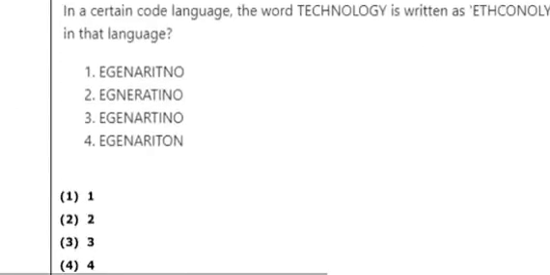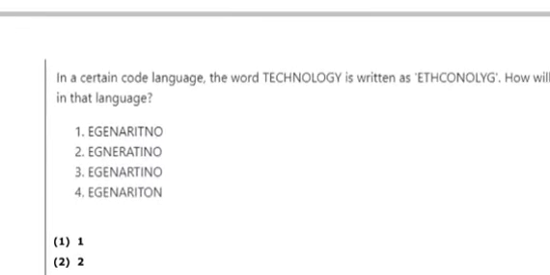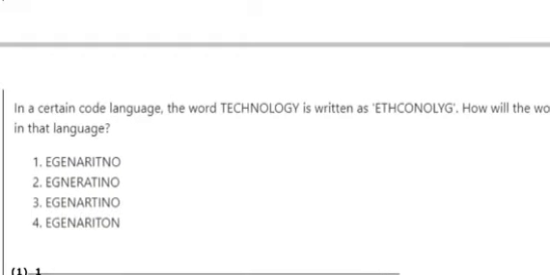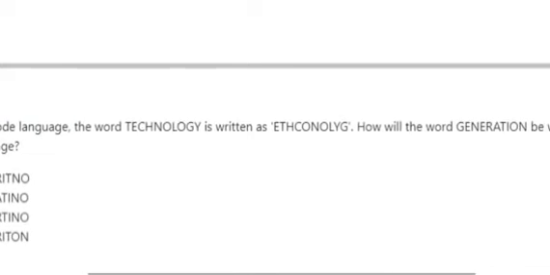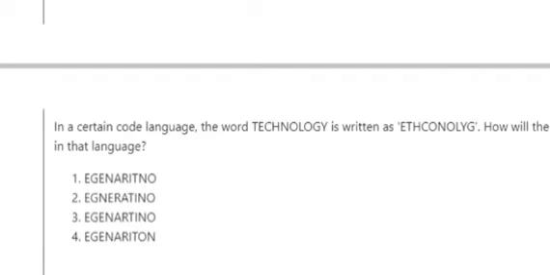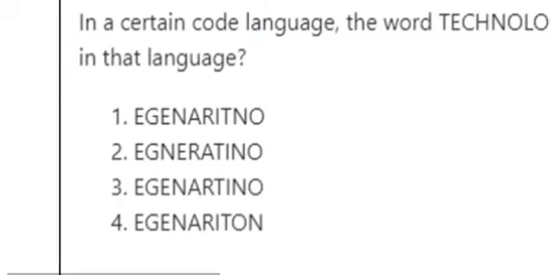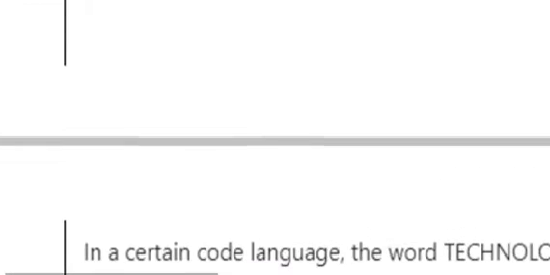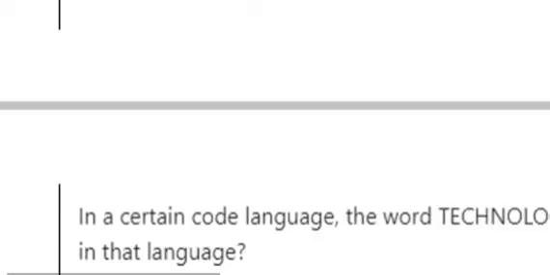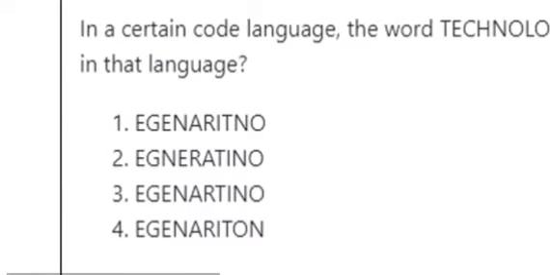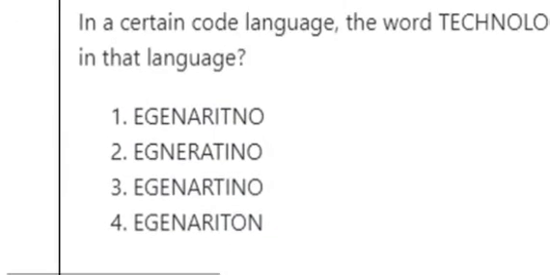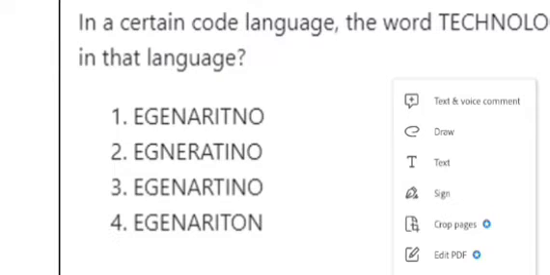Then in a certain code language, the word technology is written as ethconOlyg. How will the word generation be written in that language? So these are the options. Let me not read them, it will be pretty confusing if I do. So let me give you the correct answer straight away. For 25, the correct answer will be 1, that means EGENARITNO.